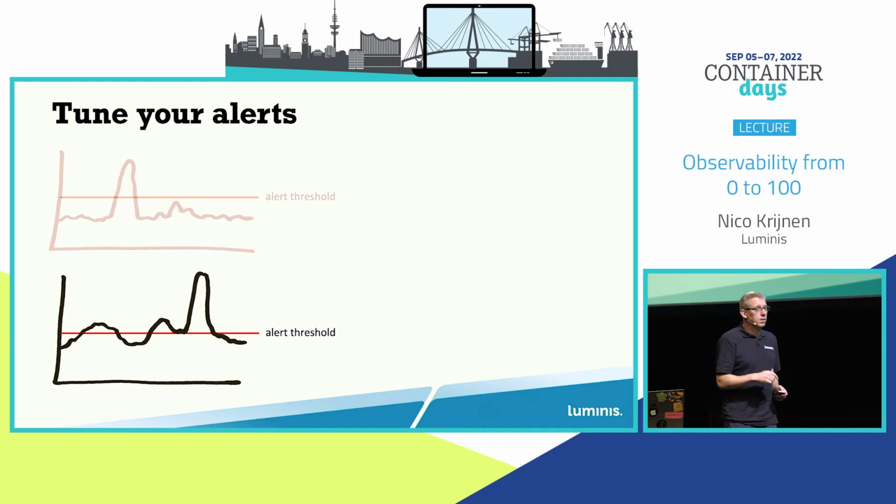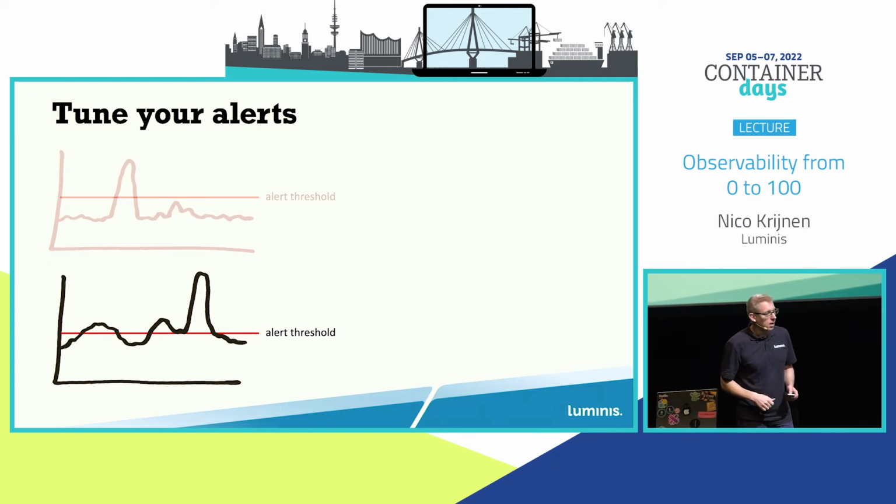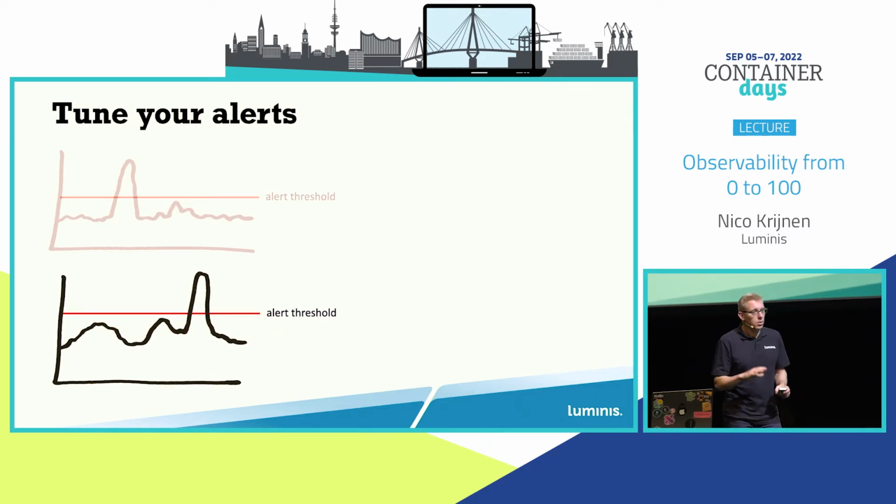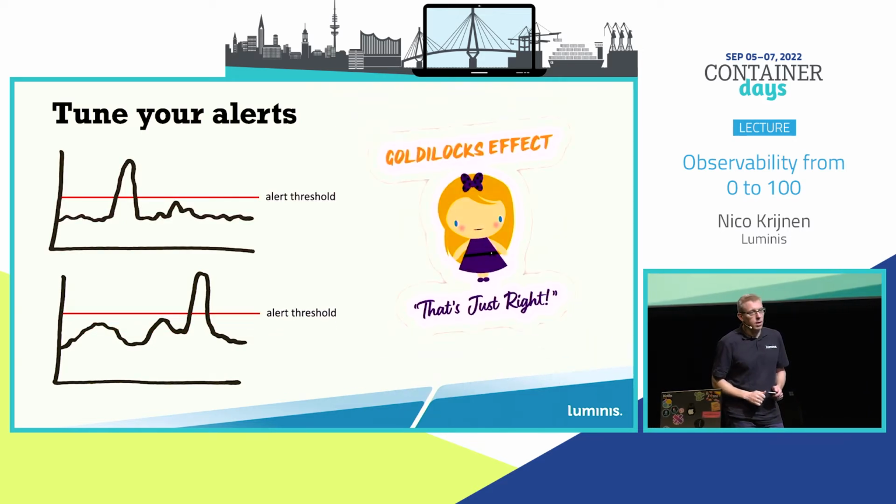The other thing that can happen is that your alert threshold is too low, and then it's actually firing on a lot of cases where there's nothing happening. And then obviously you want to adjust a little higher just to make sure that you're just in the right place, right?